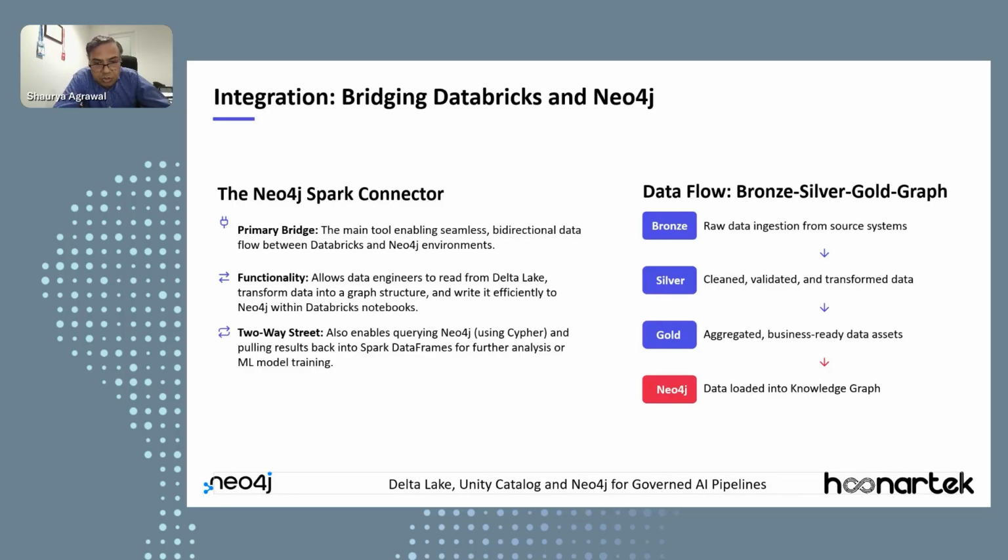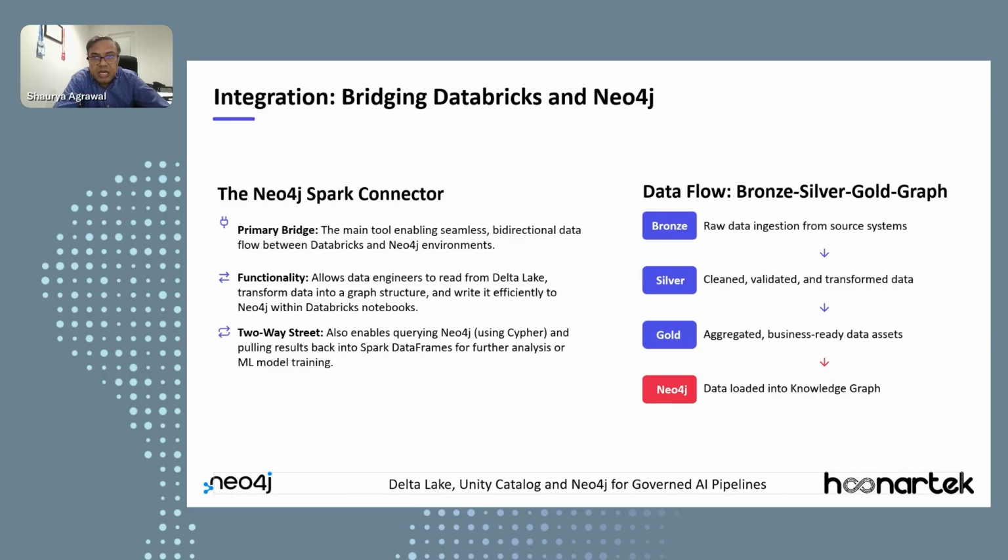There are two connectors that are typically used to do the integration between Databricks and Neo4j, and we're going to touch on those two briefly. One is the old traditional connector that has been in existence for a while. That's called the Neo4j Spark connector. That's the primary bridge to connect between the Neo4j graph database and Databricks. It's a two-way connection, and it allows you to query Neo4j using Cypher. And it allows you to access the Spark data frames and see the Spark data frame results.